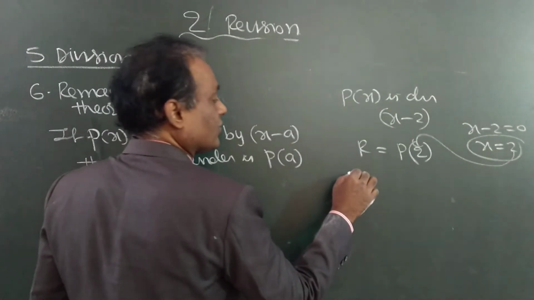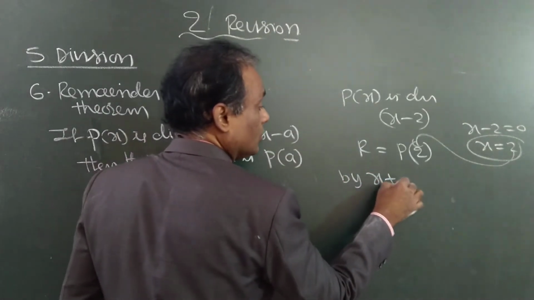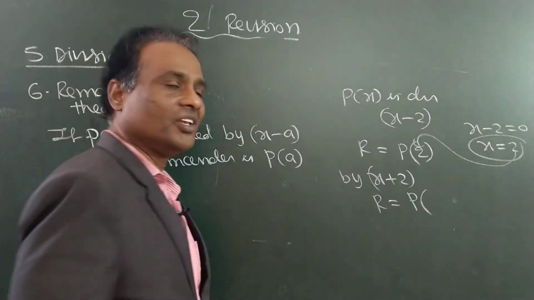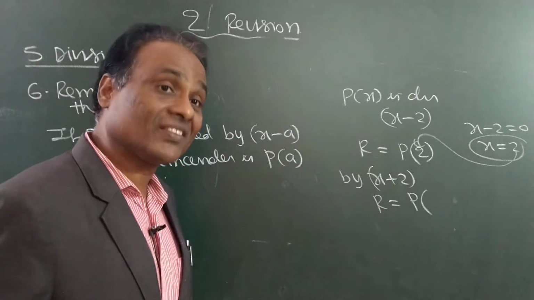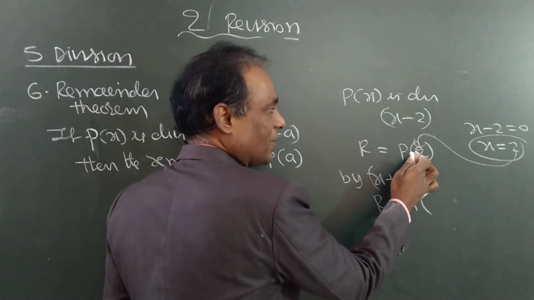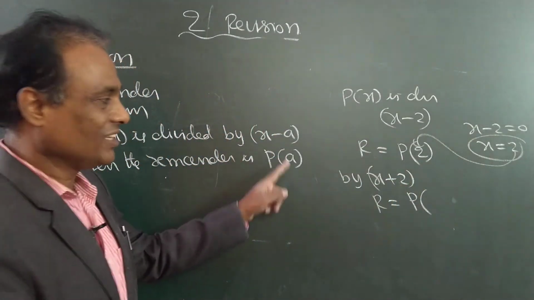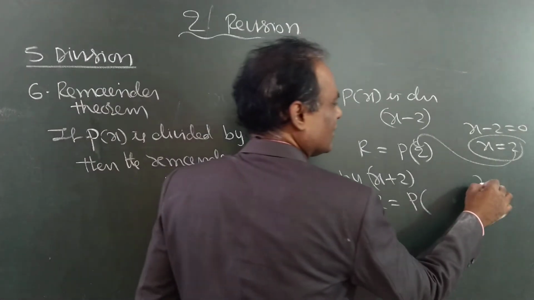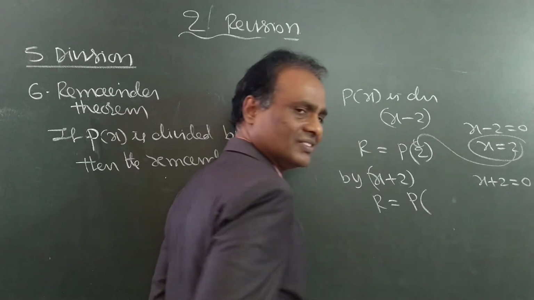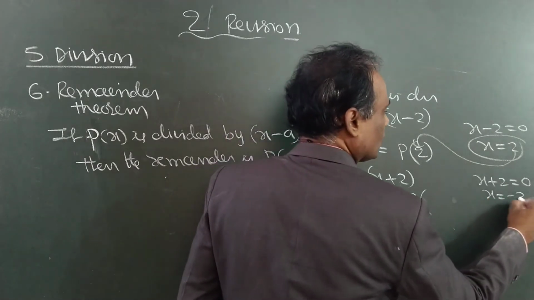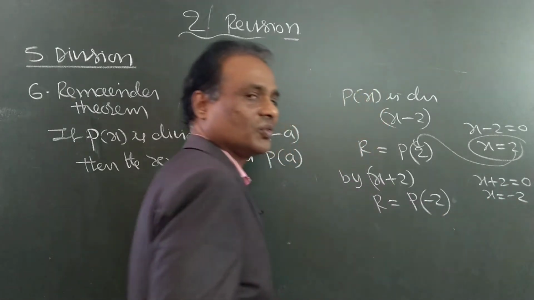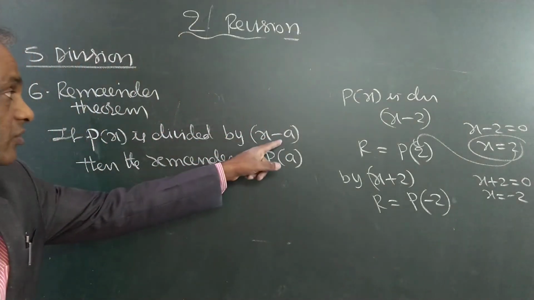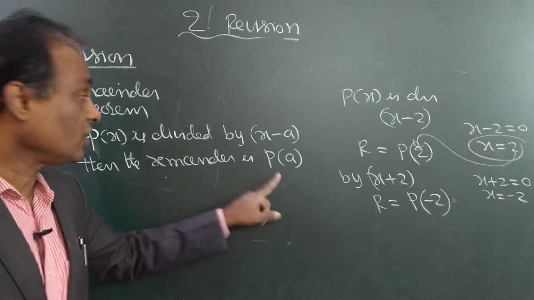Suppose p of x is divided by x plus 2, then what is the remainder? If minus gives plus 2, then as per the theorem, plus will give minus 2. Take x plus 2 equal to 0, so x is equal to minus 2. So the remainder is p of minus 2. So when p of x is divided by x minus a, the remainder is p of a. This is the remainder theorem.